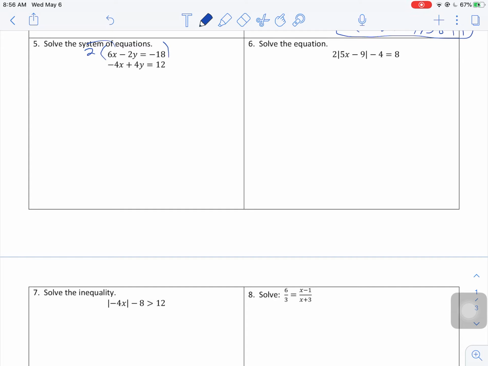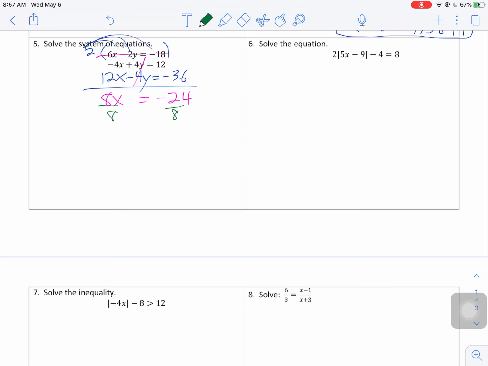So 2 times 6x is 12x. 2 times negative 2y is negative 4y. 2 times negative 18 is negative 36. Then we're going to add down the column. This top equation is kind of done with now, so it's just that typed second equation and then the blue equation that I wrote. Negative 4x plus 12x is 8x. 4y plus negative 4y cancels. And then 12 minus 36, or 12 plus negative 36, is negative 24.